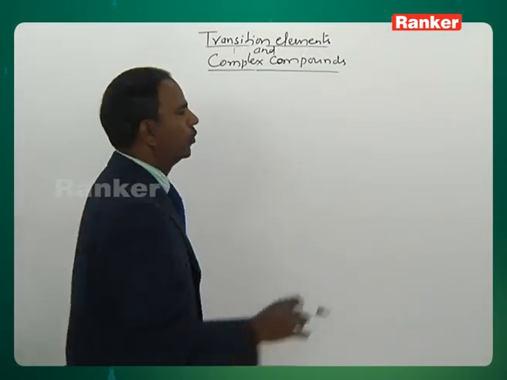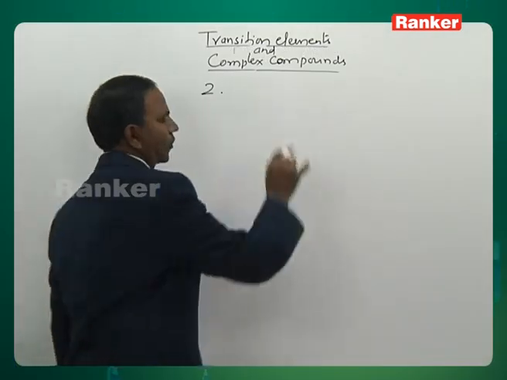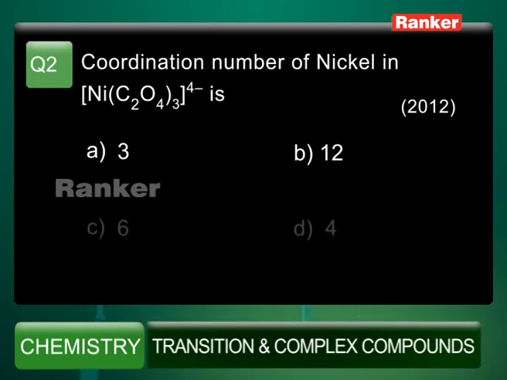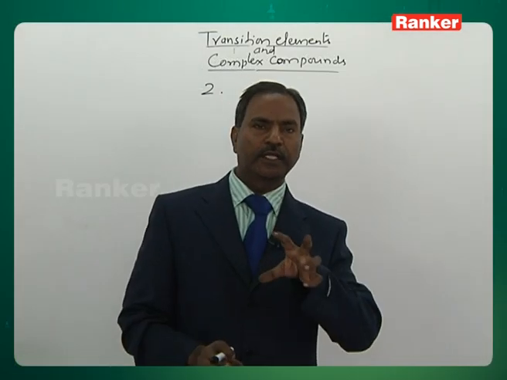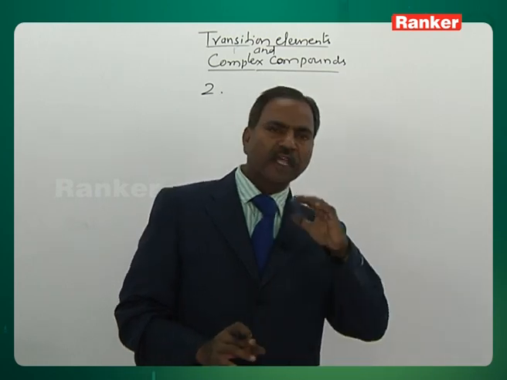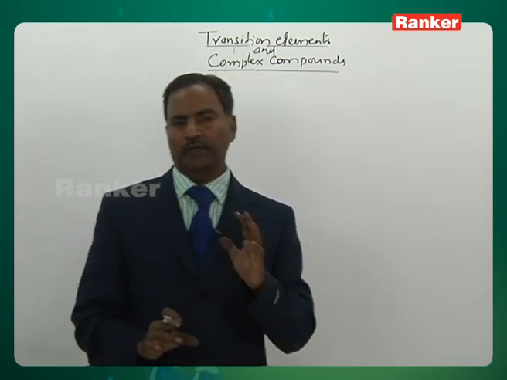Coming to question number 2. Coordination number of nickel in the nickel trisoxalato complex is asked. Trisoxalato: you know, the oxalato ligand is bidentate, and it is there 3 times. Then the total number of chemical bonds around the nickel is actually 6.